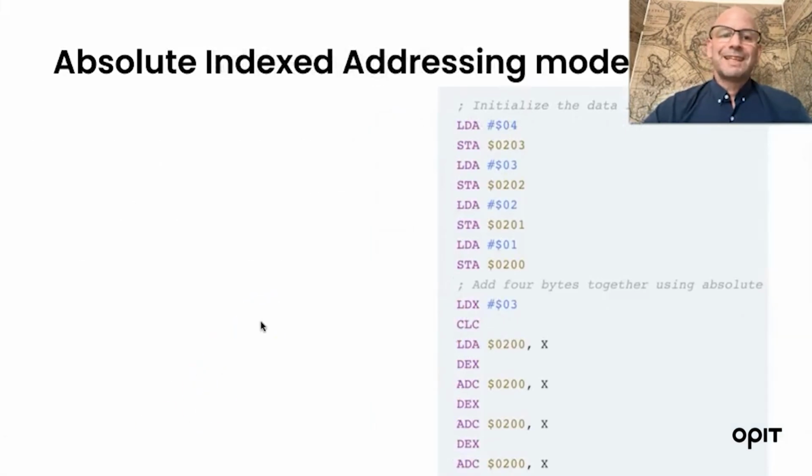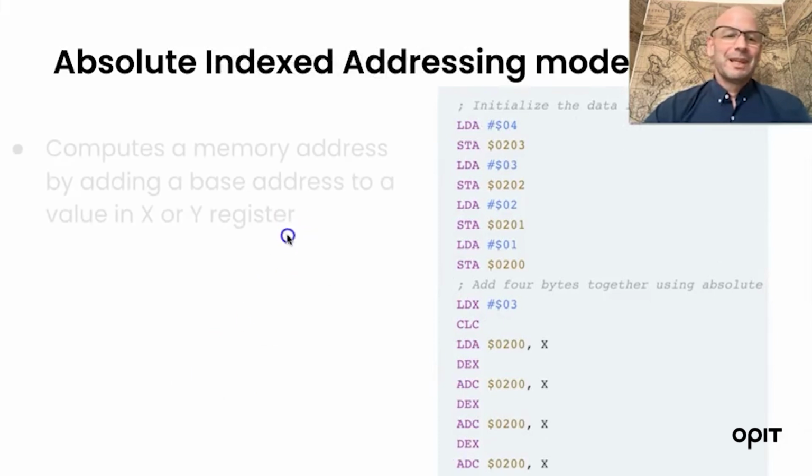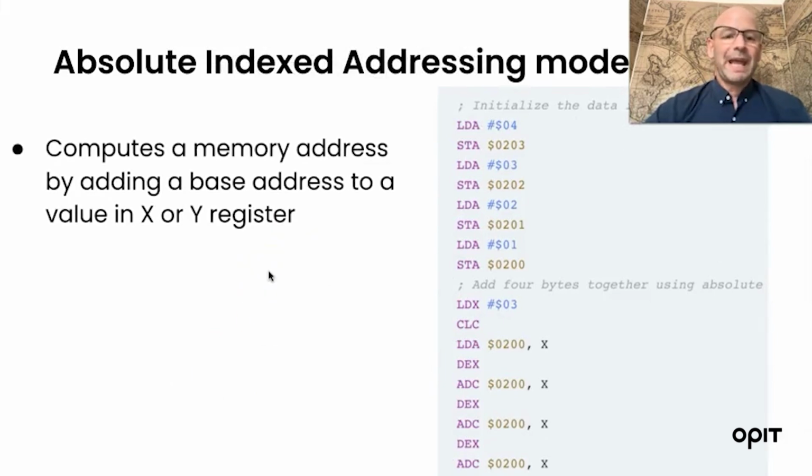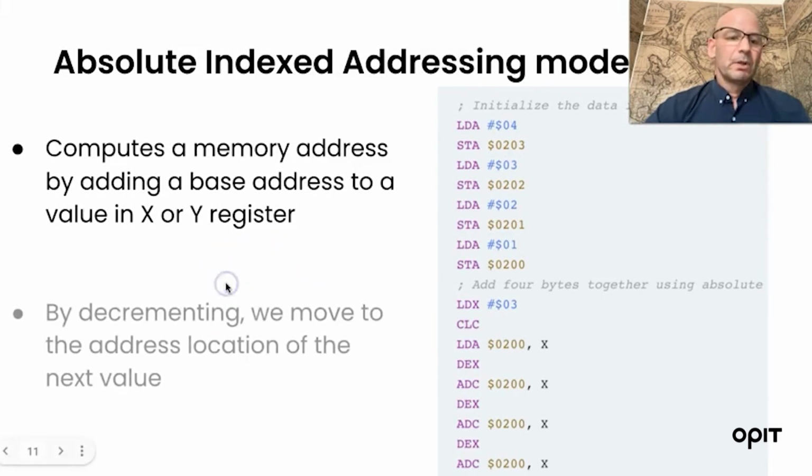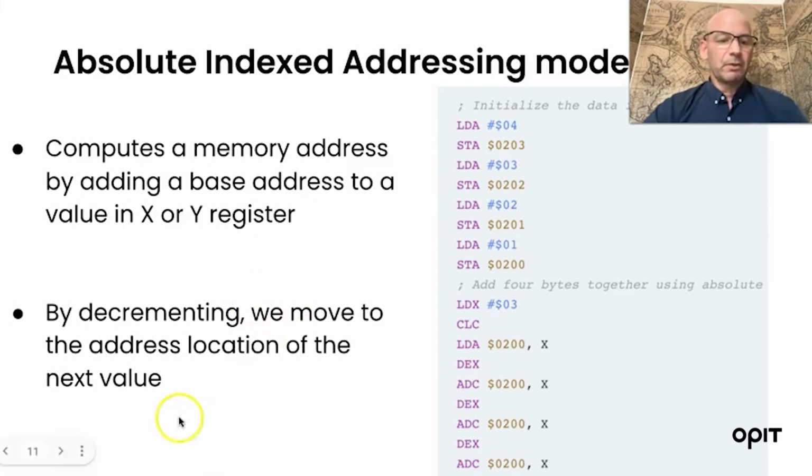Next is absolute indexed addressing mode. It computes a memory address by adding a base address to a value in the X or Y register. So by decrementing, we move to the next value. In this example here, you can see that this part is the same. We're just loading everything in memory.